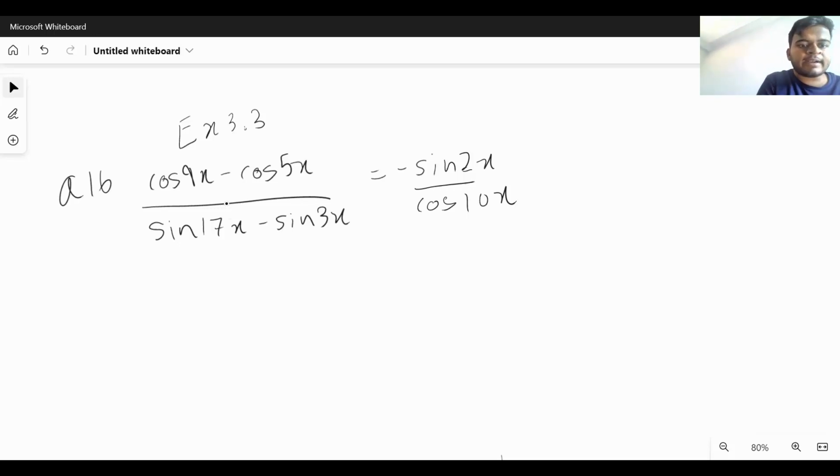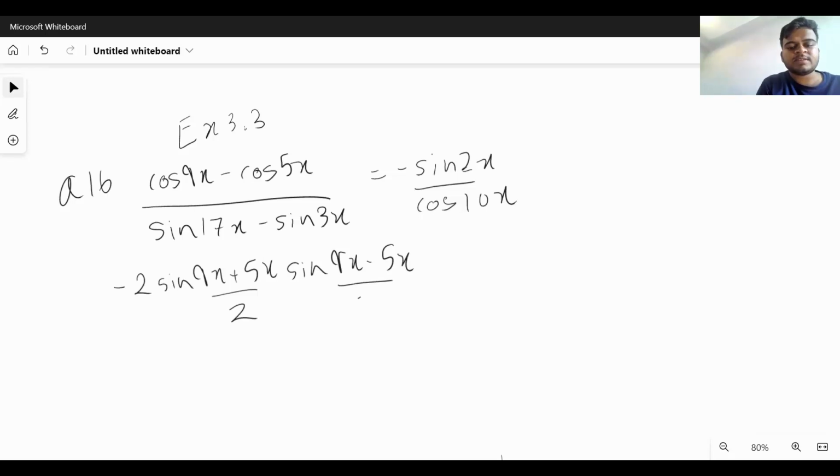So I'll try and write that. Put the negative sign first outside, right? Sine 9x plus 5x by 2, sine 9x minus 5x by 2. Correct. And here there are sine terms, right?